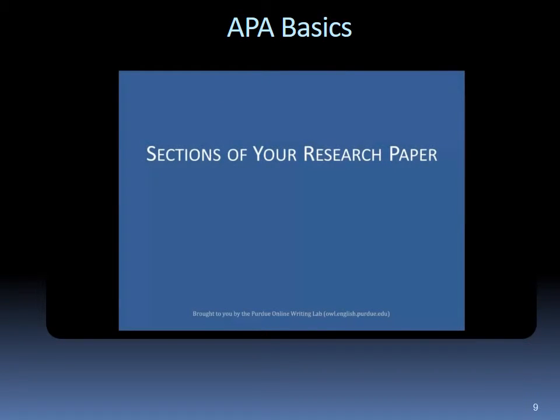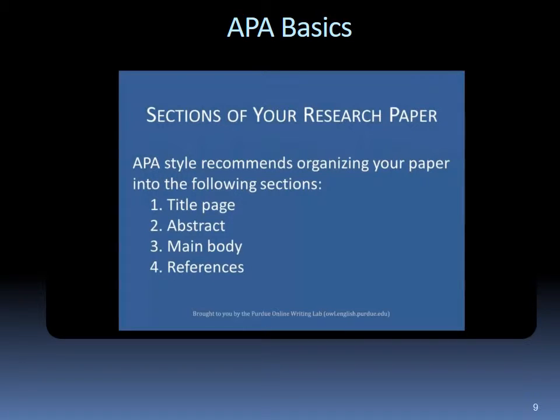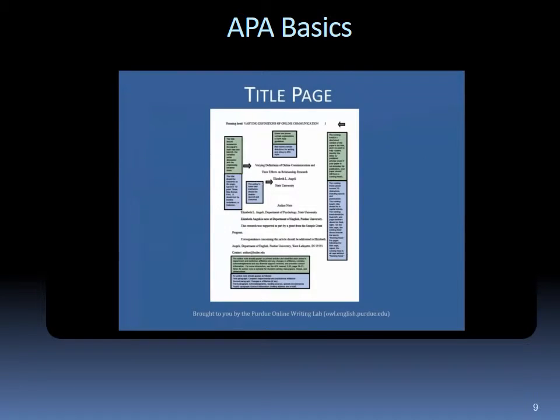Sections of your research paper. APA style recommends organizing your paper into the following sections: title page, abstract, main body, and references. The first of these sections is the title page. Center the title of the paper, no more than 12 words in length, the author's name without titles or degrees, and the institutional affiliation.